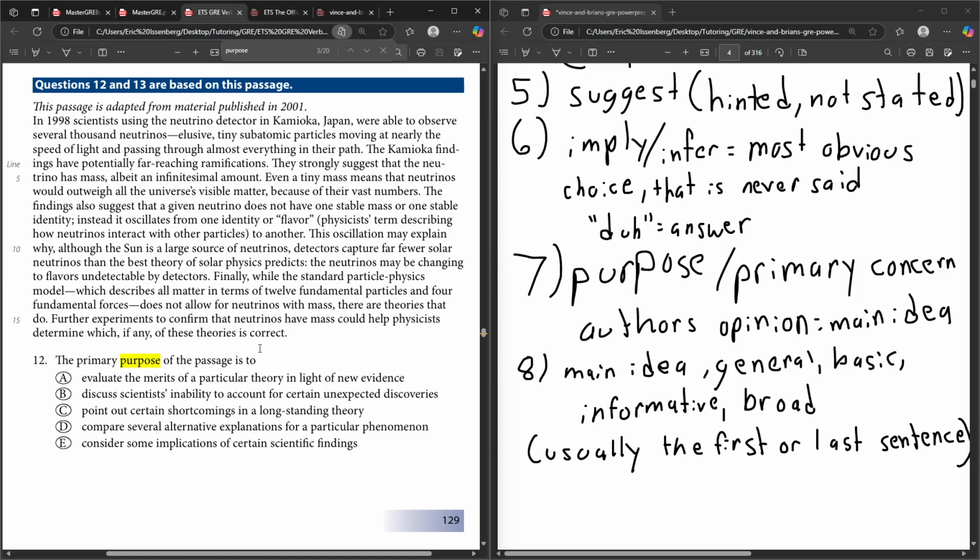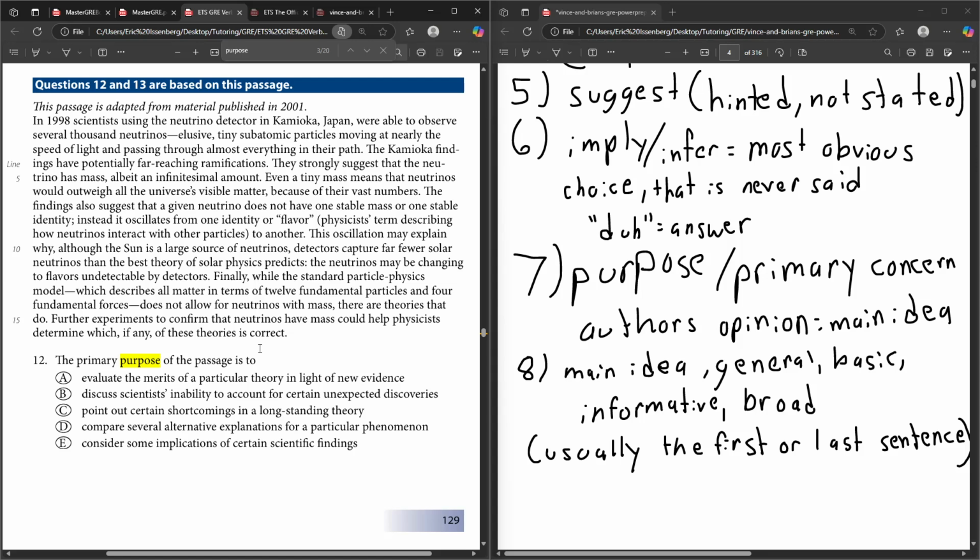That's all that's important. The findings also suggest that a given neutrino does not have one stable mass or one stable identity. Instead, it oscillates from one identity or flavor, physicists' term describing how neutrinos interact with other particles, to another. This oscillation may explain why, although the sun is a large source of neutrinos, detectors capture far fewer solar neutrinos than the best theory of solar physics predicts. So the neutrinos may change in flavors undetectable by detectors. Okay. So all this is telling me is that neutrinos, whatever this particle is in physics, can change in the way it exists. It has different forms. So maybe it's hard to detect, at least in the sun.